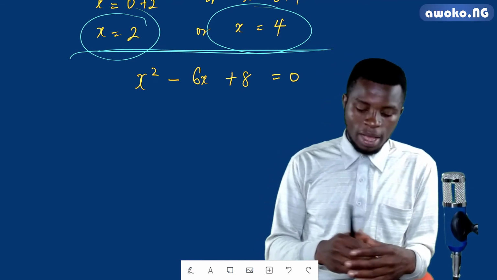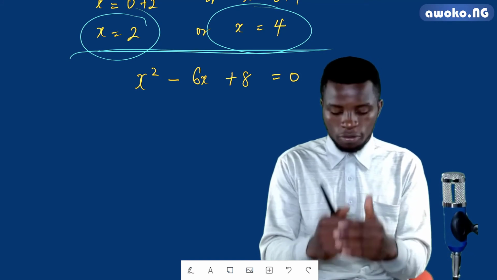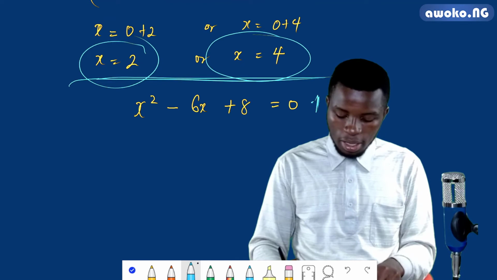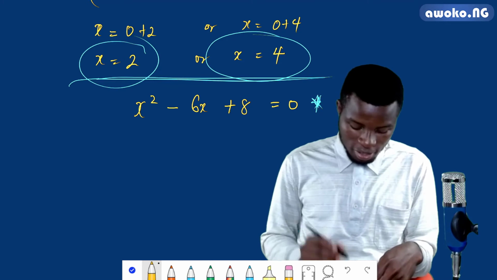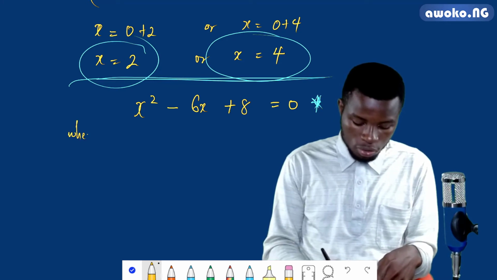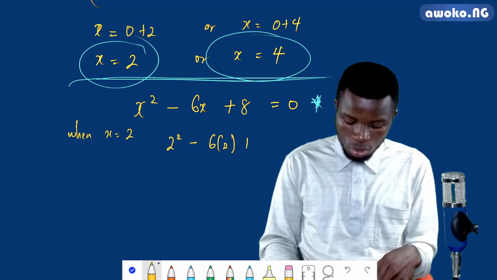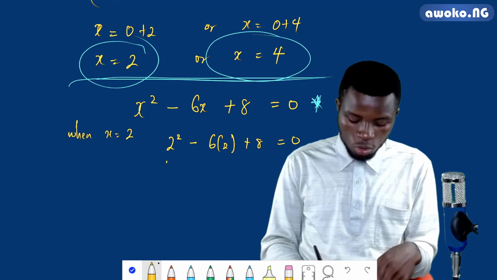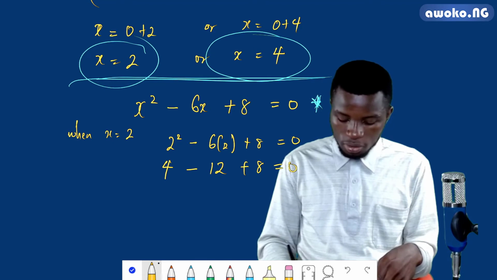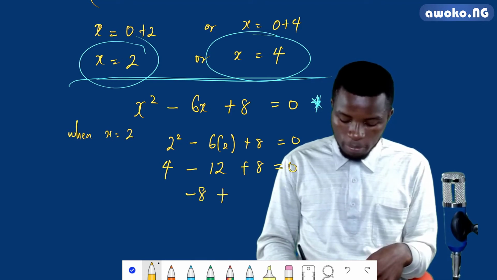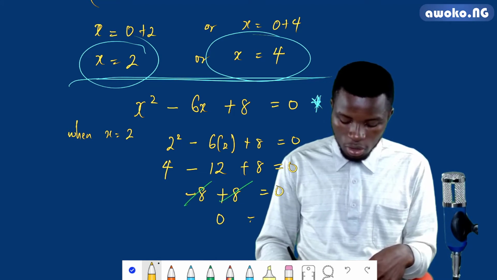So what values of x will make this particular equation equal to 0? That is our aim. And since we have the values to be 2 and 4, let us independently put the values of 2 and 4 in this equation to check if we have 0 as our final answer. So when x equals 2, we have 2 squared minus 6 times 2 plus 8 equal to 0. 2 squared is 4, minus 12 plus 8 equal to 0. And this gives us minus 8 plus 8 is equal to 0. Therefore, these will cancel out and we are left with 0 equal to 0.